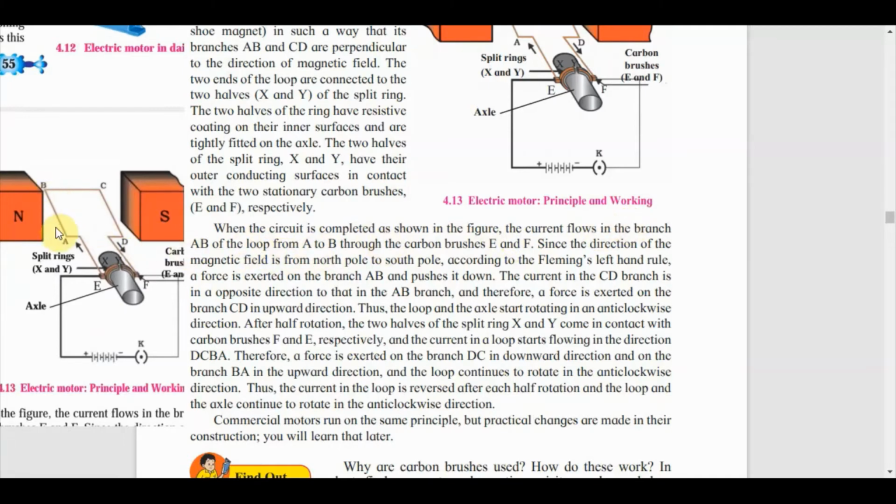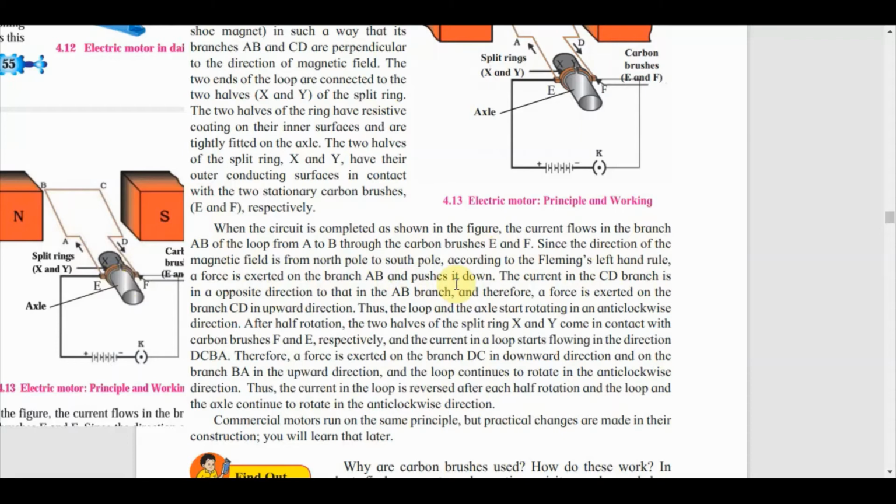Now see here, this is AB of the loop, from A to B. From A to B means from this direction, through the carbon brushes E and F. These are the carbon brushes E and F. Since the direction of the magnetic field is from north pole to south pole, according to Fleming's left-hand rule, a force is exerted on the branch AB and pushes it down.